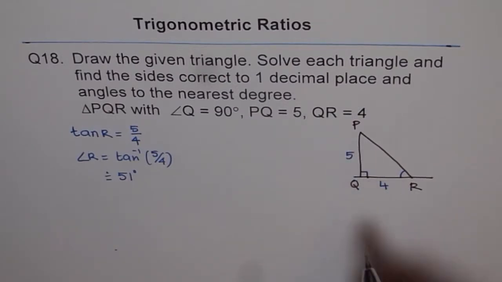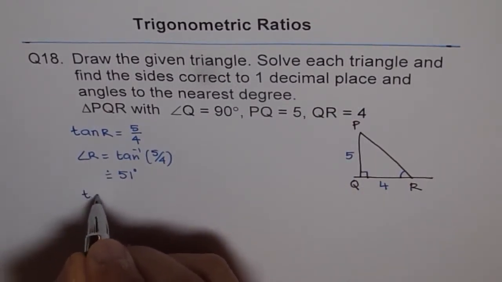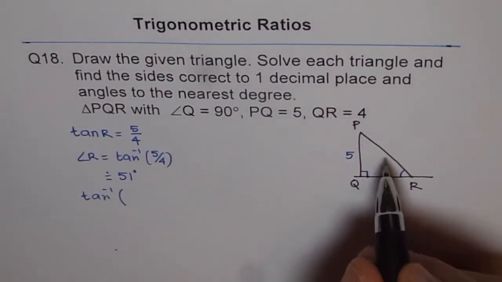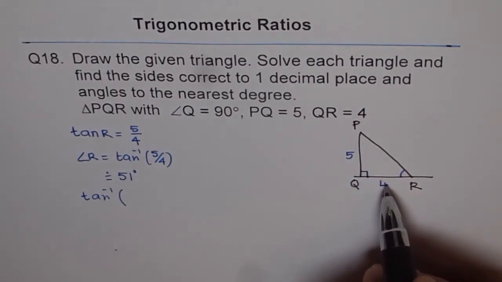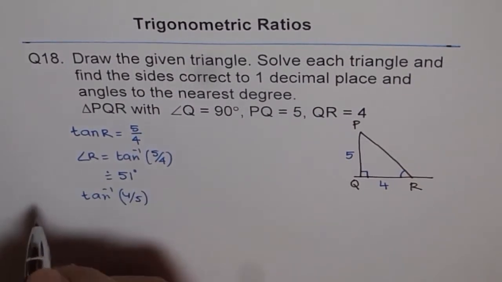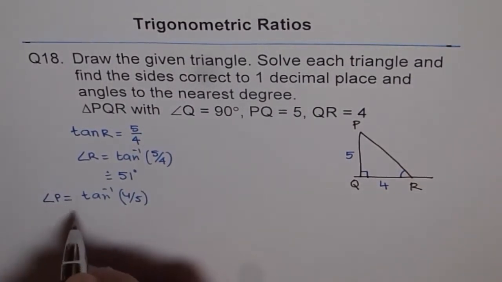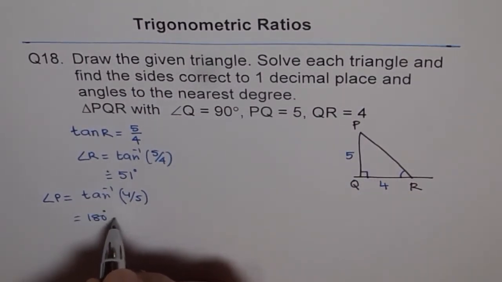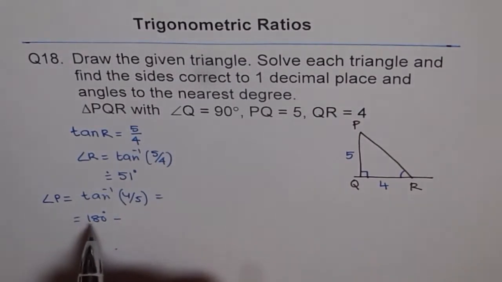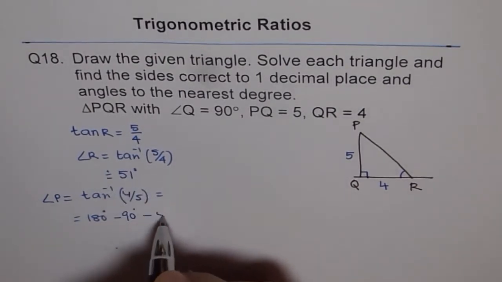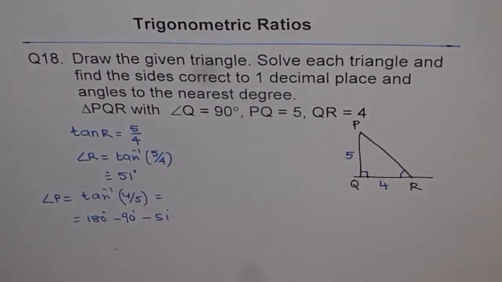To find P, you can do tan inverse of 4 over 5, because from P, tan is what? 4 is the opposite side and 5 is the adjacent, so 4 over 5 will give you angle P. Or angle P is also equal to, this total is 180, so you can get 180 degrees minus 90 for this, and minus 51 degrees for angle R. So this is another way of finding angle P given these two sides.